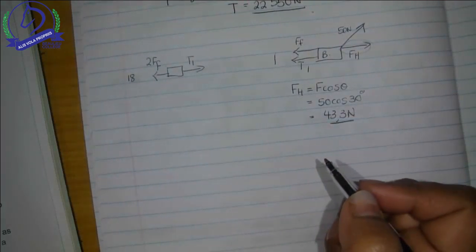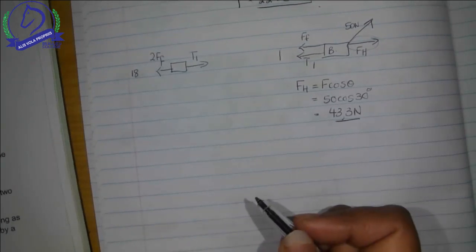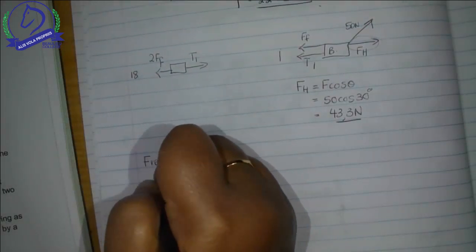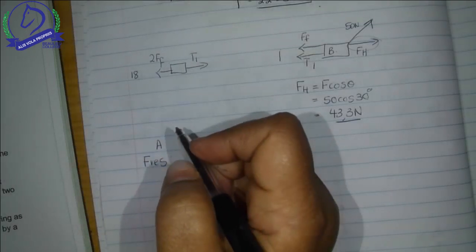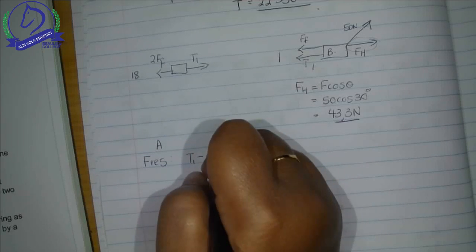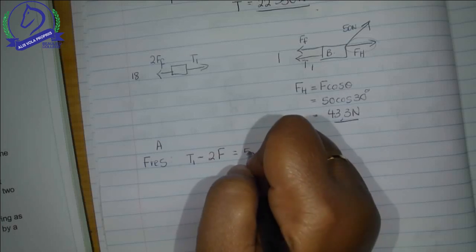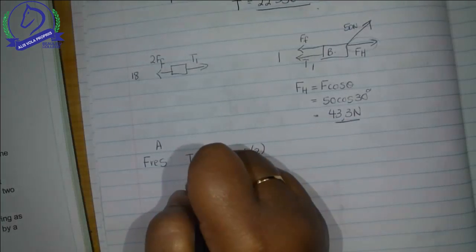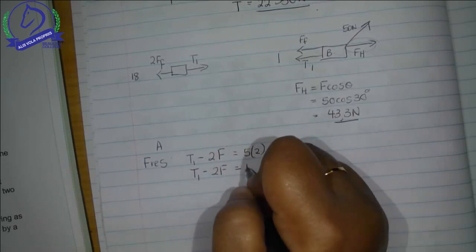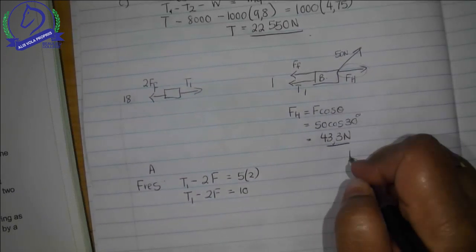Okay, so now we can see that we can now do F resultant for object A. Object A will have T1 minus twice the frictional force, we'll just call it 2F, is equal to 5 times 2. So T1 minus 2F is equal to 10. Okay, and then we go for object B.